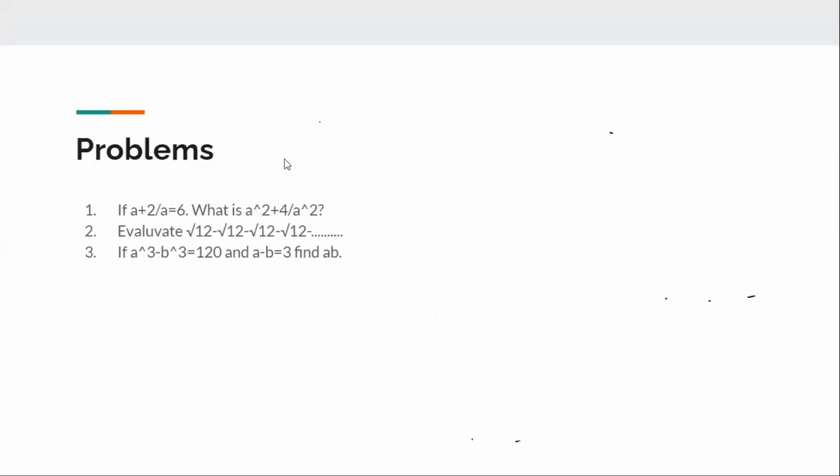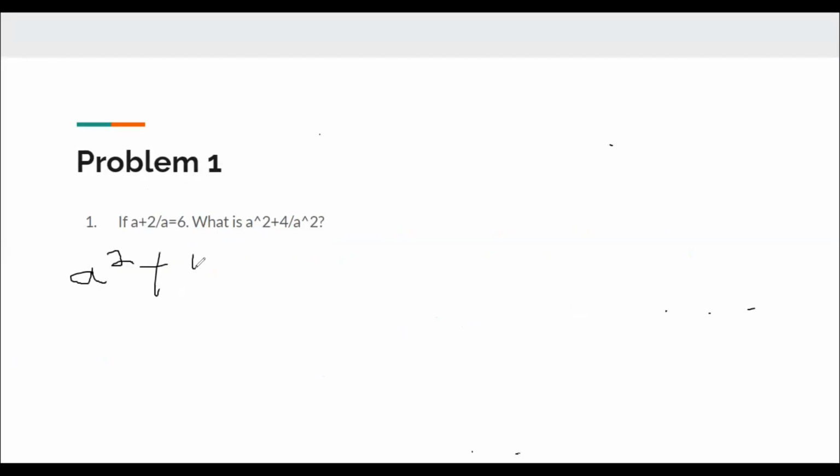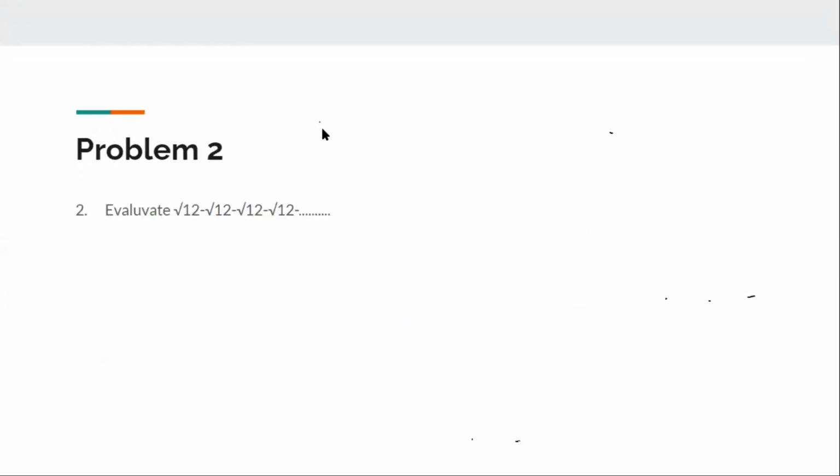Okay, here's some problems. Again, I'm just going to go over them now. A plus 2 over a is equal to 6. Find a squared plus 4 over a squared. You can square the whole expression. You're going to get a squared plus 4 over a squared plus 2ab, which in this case will be 4, is equal to 36. So our answer is right there. A squared plus 4 over a squared is going to be equal to 32. Easy. This type of problem will definitely show up on MATHCOUNTS if you're doing it, so you better be careful for those.